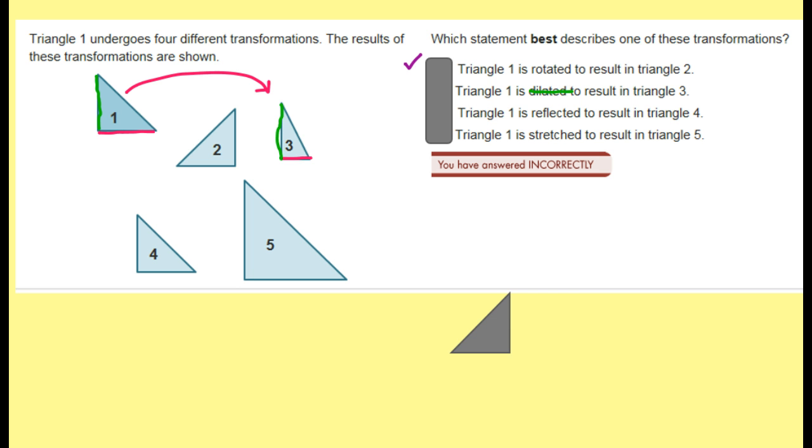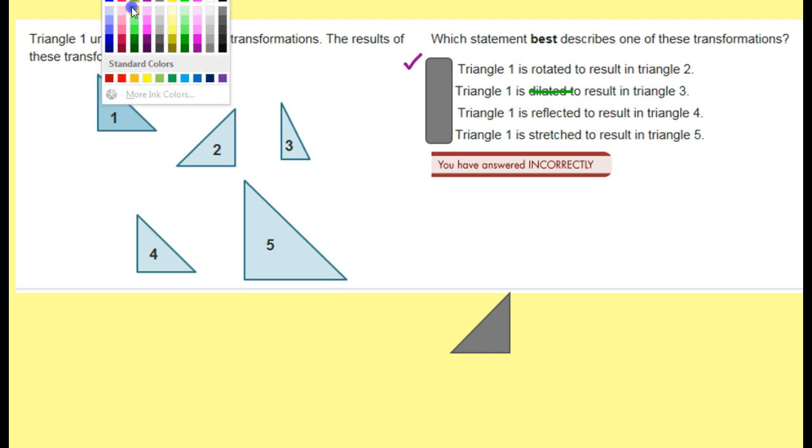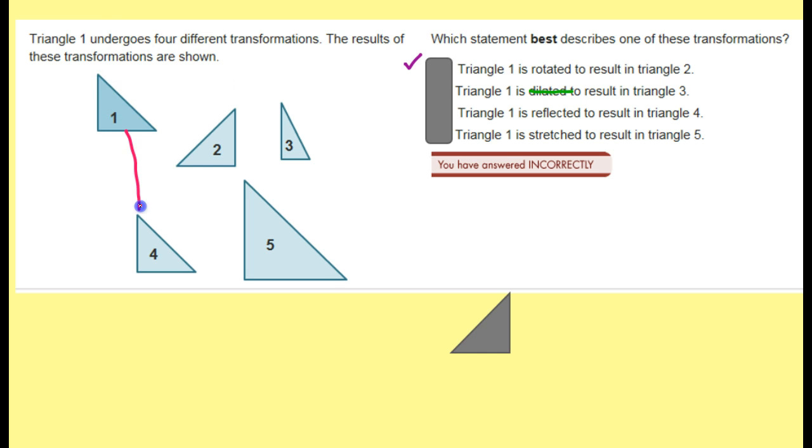Okay, so from triangle 1 to triangle 4, let's talk about that one. Triangle 1 to triangle 4. That would be a translation. You could imagine just sliding this triangle across the page. The sizes are not changing. Would this be a reflection? No, because it's facing the same way. It's not backwards.